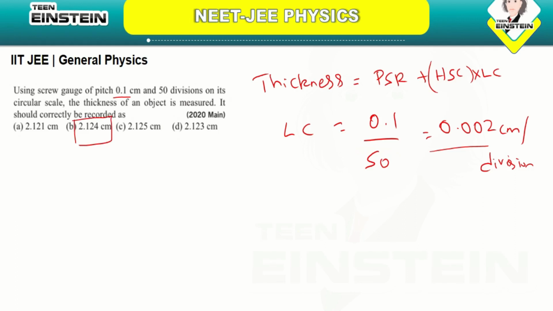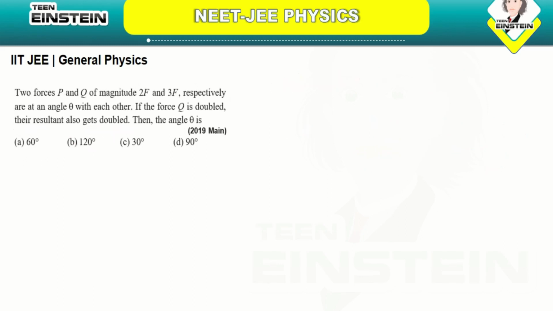Okay, so it's a very simple question. You are just making use of the logic of the least count. First you have to find out what the least count is. It is 0.1 divided by 50, which is equal to 0.002 centimeters. And if the least count is 0.002, the answer will be coming in the integral of an even number. So that's why you are choosing 2.124 as the correct answer. Other options are all odd numbers. Okay, so let us now move on to the next question.